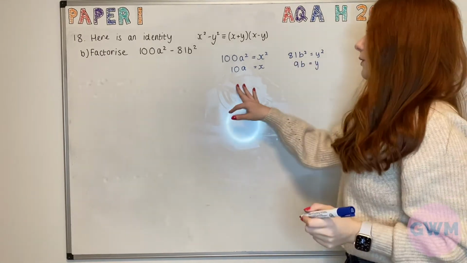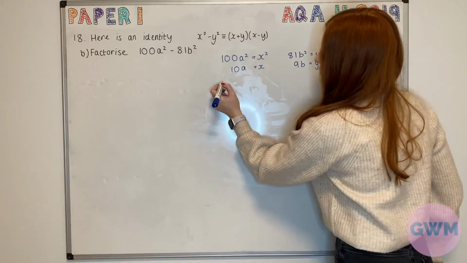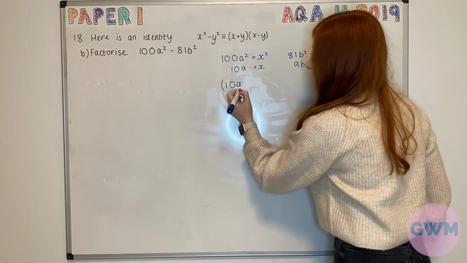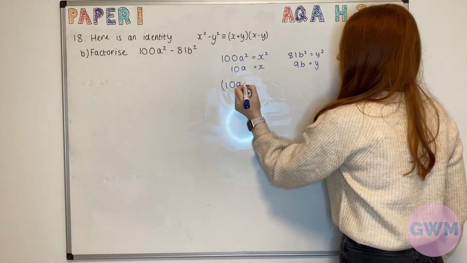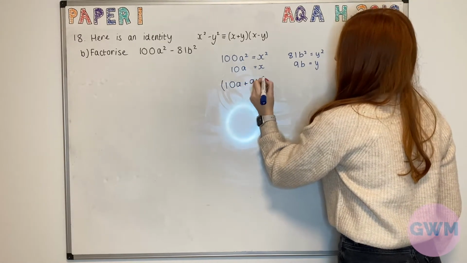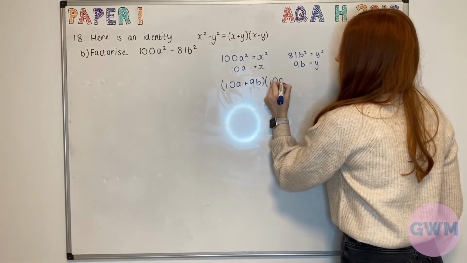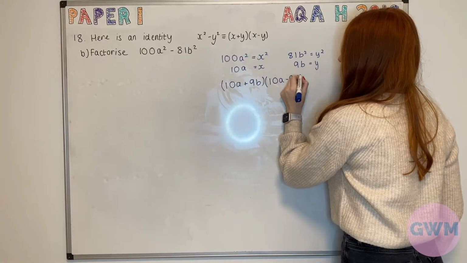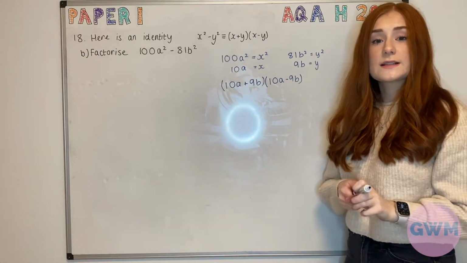So now we can put those two terms into this equation. So every time there's an x, we're putting 10a. Every time there's a y, we're putting a 9b. There we go. That's our factorised equation.